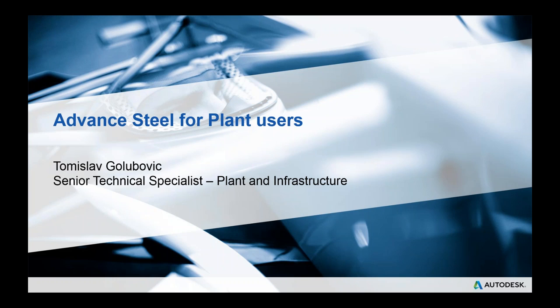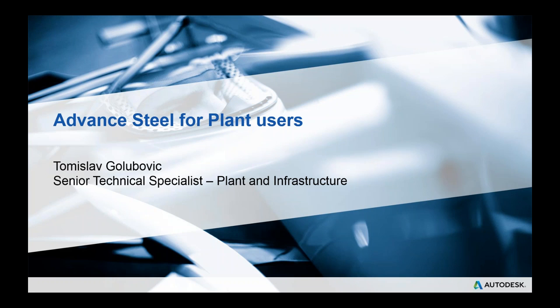So the premise of today's webinar is to show how we can use Advanced Steel, being a new product that we bought a couple years ago now from Graitec, how the plant users can conceptually or sort of pencil in their design of a steel structure inside Plant 3D. Then we're going to extract that information, send it over to Advanced Steel, and then bring that model back into Plant for us to create orthos and drawings off.